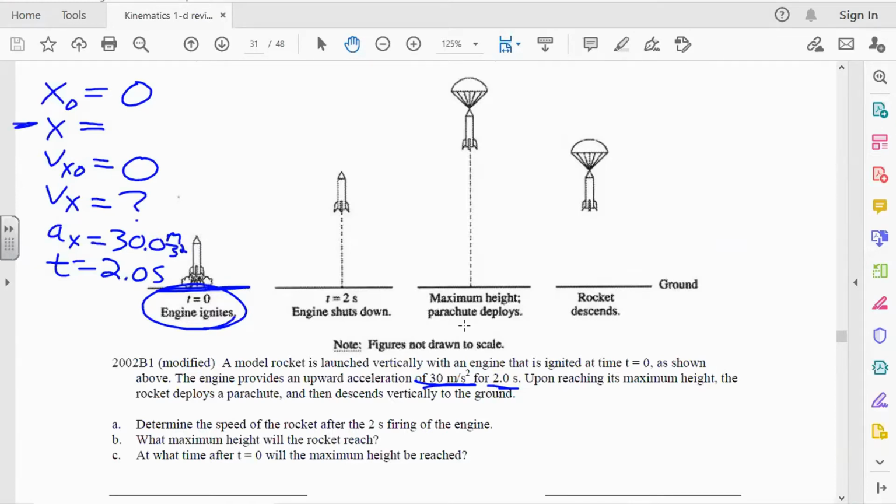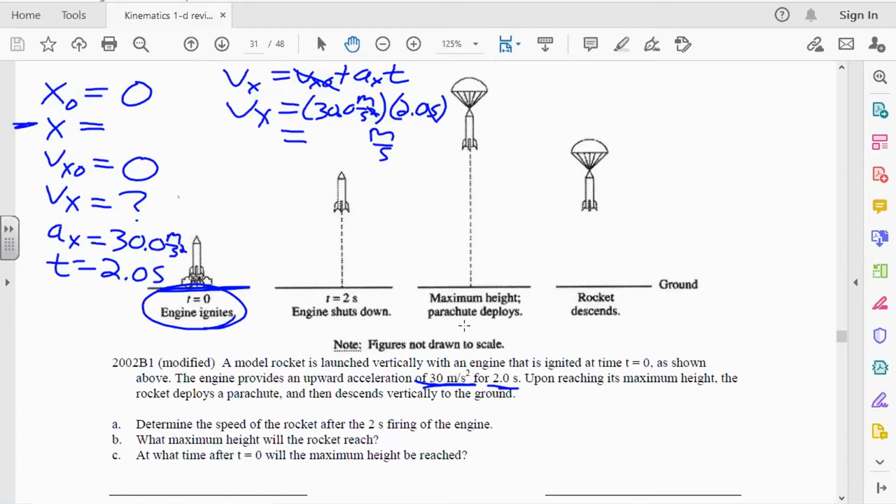So I don't know the final velocity, which means I'm going to use the first equation. So Vx is equal to Vx naught plus axt. I know Vx naught is 0, so I simply just have to multiply acceleration times time. So 30 meters per second squared times 2 seconds. So one of those seconds cancels out with that one. So I end up with meters per second. So my units check out, and I end up with 60 meters per second for the speed. Okay?